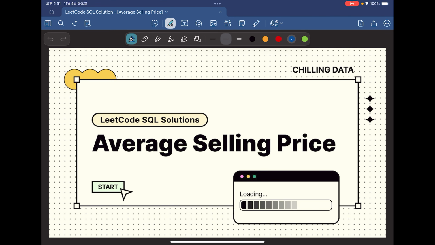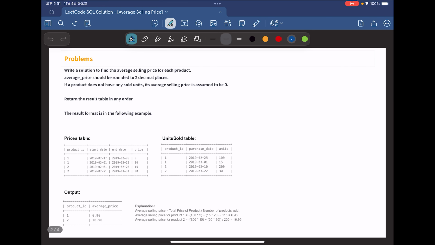Hello everyone, today I'm going to explain the LeetCode SQL problem named Average Selling Price. Let's see the problem first together. First, we have to write a solution to find the average selling price for each product. There is also one condition: the average price should be rounded to two decimal places.